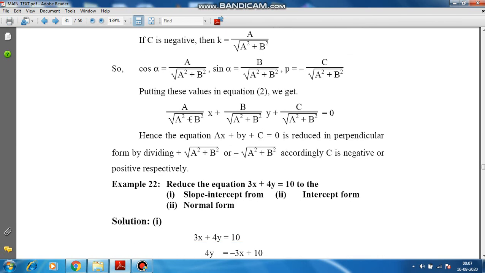We will get the equation as a by square root of a square plus b square into x plus b by square root of a square plus b square into y plus c by square root of a square plus b square equal to 0. And now if c is negative, these things will be on that side with negative sign. If c is positive, it will be so, and if c is negative, this term will go to this side and automatically it will be positive.